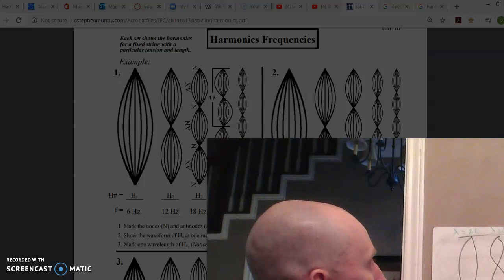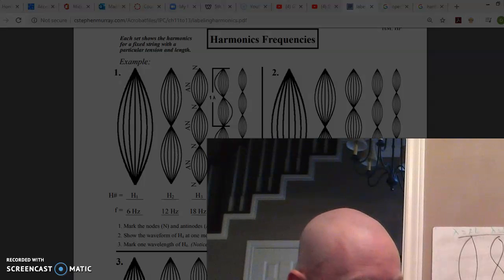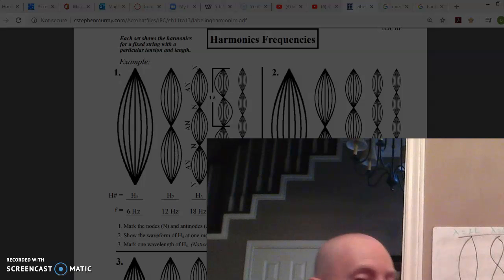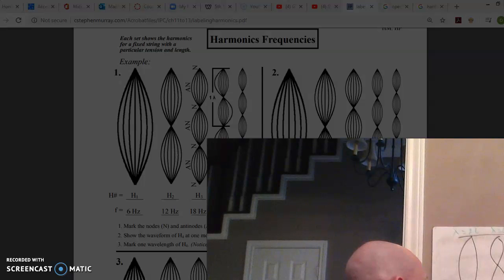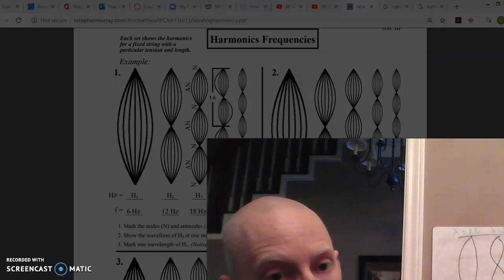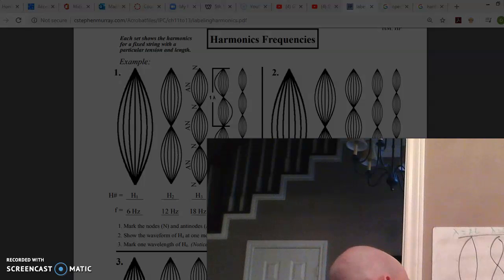The second harmonic is the only one where the length of the wave and the length of the string are the same. Length of a wave is called lambda. It's a Greek letter, lambda. That's the length of a wave. Now that's different from L, which is the length of your string.